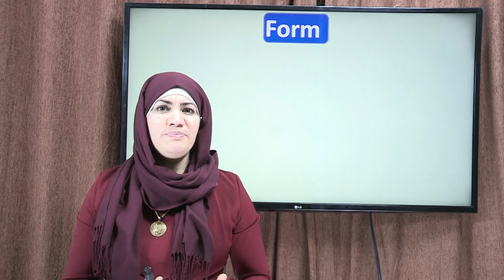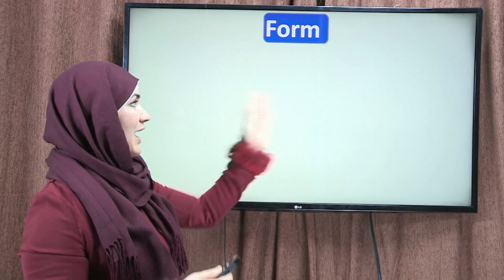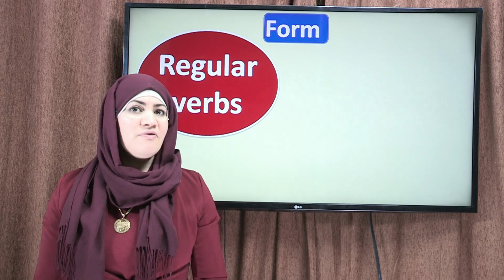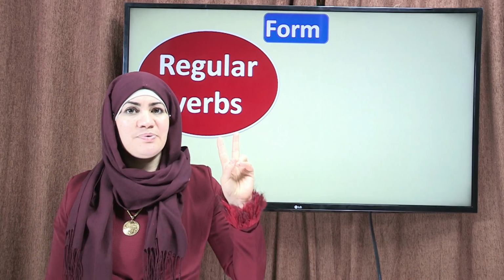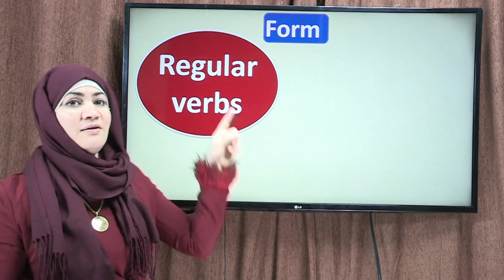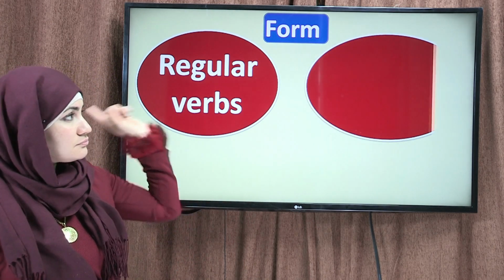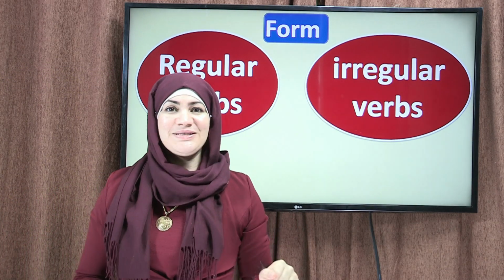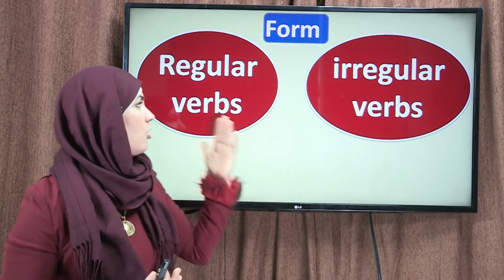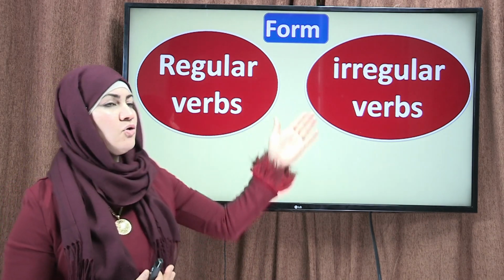How do we form English verbs in past simple? We have here something that we have to see. We have what we call regular verbs. In English, there are two types of verbs. في الإنجليزية لدينا نوعين الأفعال. Regular verbs, أفعال منتظمة. And irregular verbs, وأفعال غير منتظمة. Let's see together what is the form of each kind. لنرى مع بعض كيف نصرف هذه الأفعال في كل نوع.